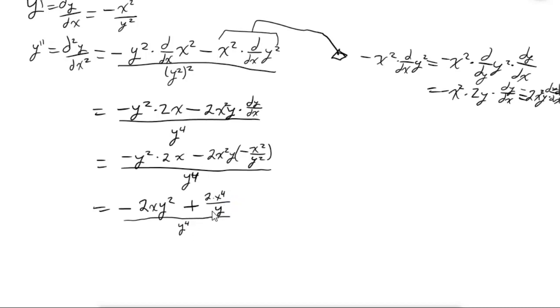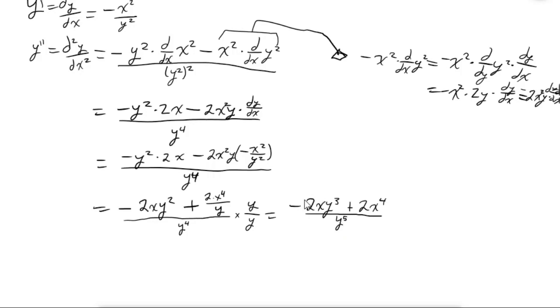There are a few ways that I can deal with this, but I want to get rid of the fraction. Probably the easiest way, and the way that they do in the book and the way that I'm going to do, is by multiplying the top and the bottom by y. So I need to multiply every single term by y. That is 2x times y squared times y gives me 2xy cubed, plus 2x to the power of 4 divided by y multiplied by y just gives me 2x to the power of 4, which is the reason that I did this in the first place. And then y to the power of 4 multiplied by y gives me y to the power of 5.